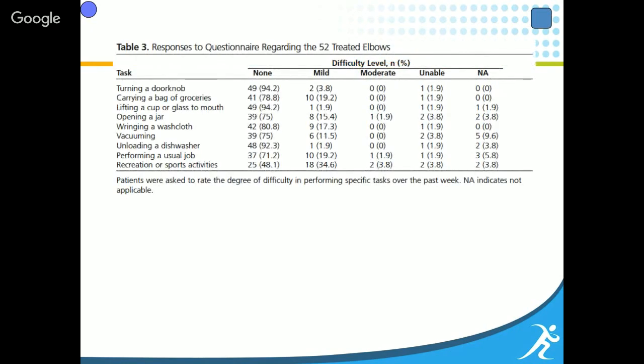In terms of functionality, the majority of patients reported no issues after the procedure. They asked a number of questions, such as turning a doorknob all the way to performing the usual job, and difficulty from none to unable to. NA means, for some reason, I guess one person never lifted a cup or glass to their mouth in their life. I don't know, you got me on that one. But most of them reported no impairments in functionality after this study.